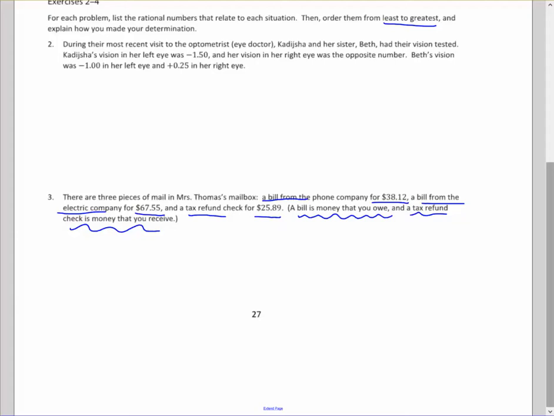Anyway, a bill would decrease your account, assuming you're paying the bill. So negative 38.12. And then the electric company would be, I'm going to write it up here, negative 67.55. And then a refund check, that's a positive amount, $25.89. So we've got to put these in order from least to greatest, as it said in the directions. The lowest number here, the one where she owes the most, is the electric company, $67.55.